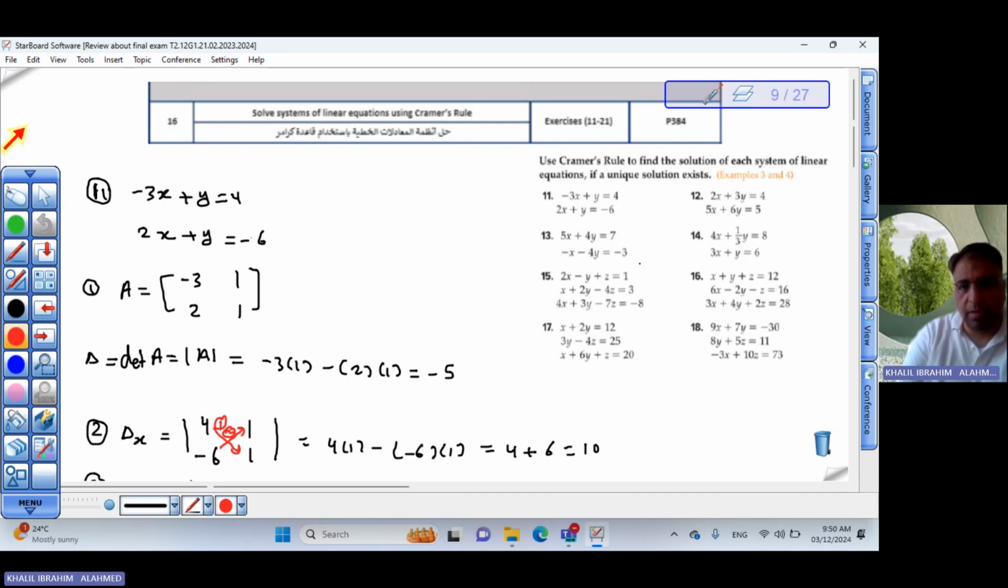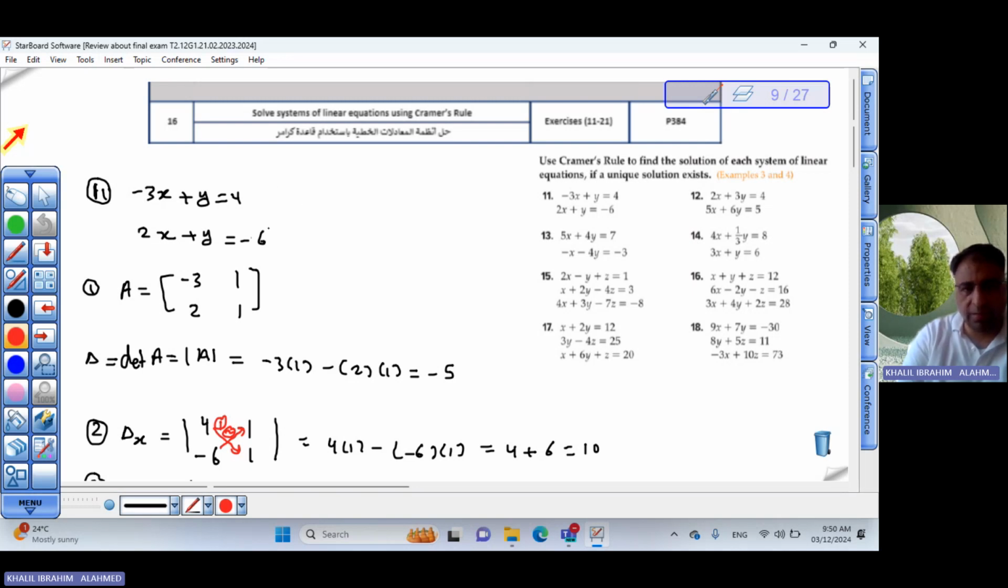طبعا عندي مجموعة من الأسئلة. طبعا أنا اخترت السؤال رقم 11. طبعا العملية كما ترون جملة المعادلات negative 3x plus y equals 4, 2x plus y equals negative 6.